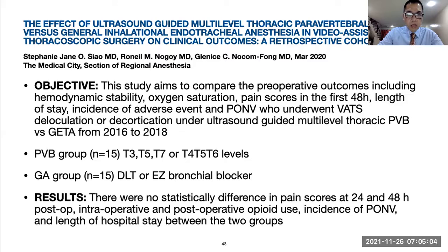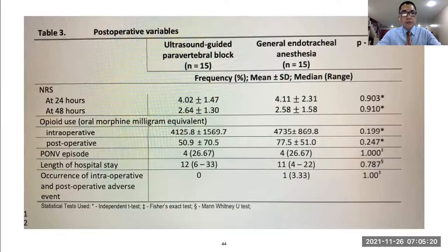blocker group. Result, there was no statistical difference in the pain score at 24 to 48 hours post-op, the intraoperative and post-operative opioid use, the incidence of PONV, and the length of hospital stay between the two groups. Again, the table showing the NRS at 24 to 48 hours, the opioid use, intraoperative and postoperative, and PONV, and the length of hospital stay.